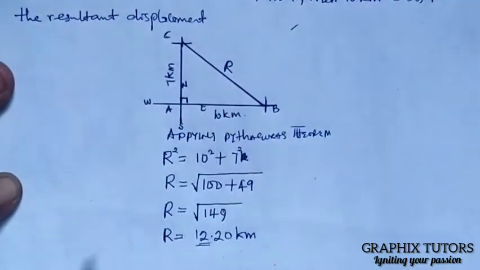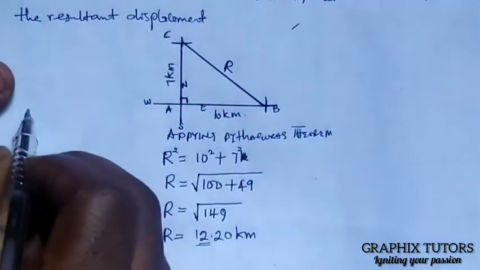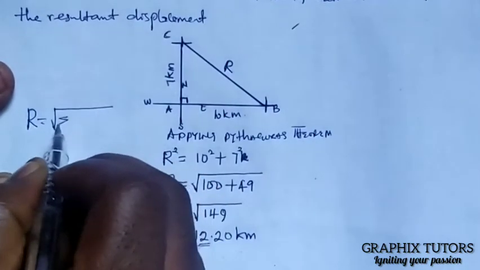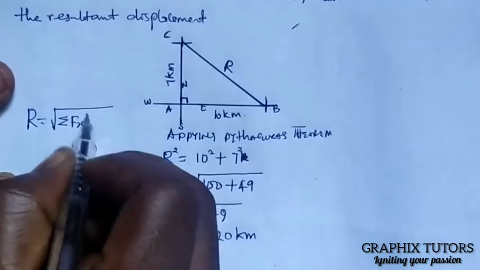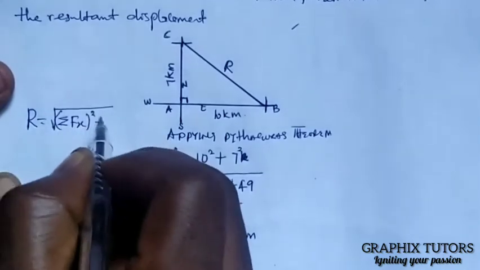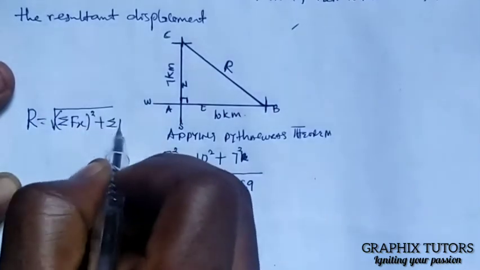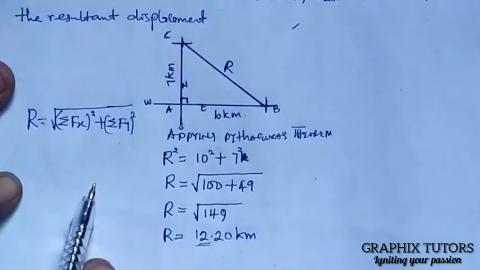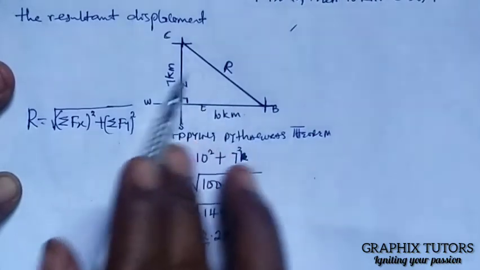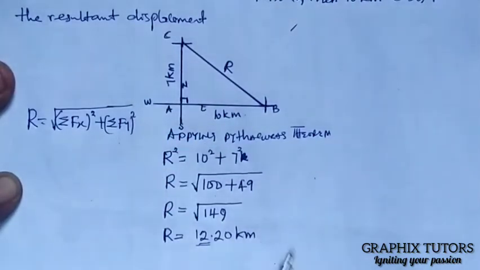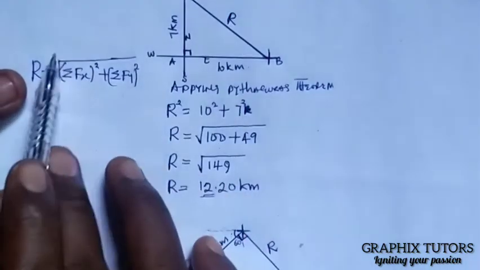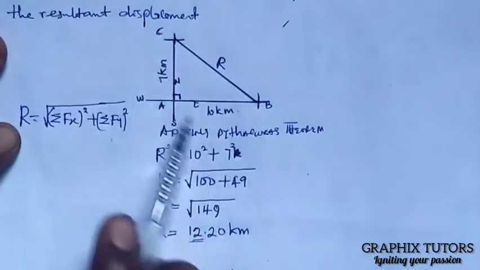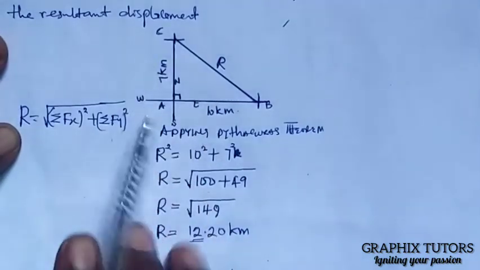When it is perpendicular, we say that my resultant force R is equal to the square root of summation of Fx all square plus summation of Fy all square. That is if it's a force. But in this case here now we're talking about distances, so we use the Pythagoras theorem. So we call this, in terms of coplanar force, the resultant force when they are perpendicular. If you watch my videos, you get to understand more about this.